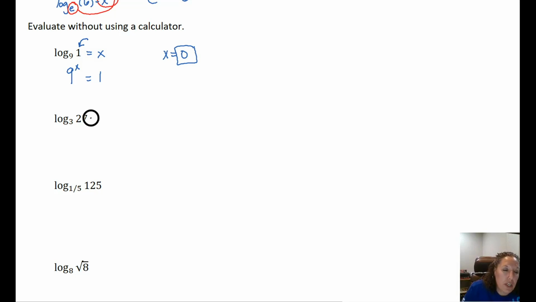All right, log base 3 of 27, if we make that into an equation and convert it to the exponential form, we're going to get 3 to the x equals 27. And we know that 3 cubed is equal to 27, so x is equal to 3.